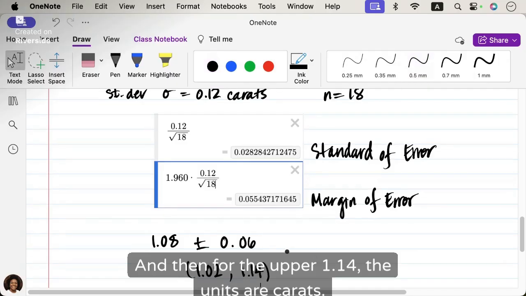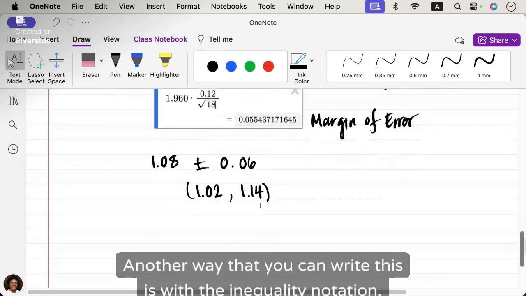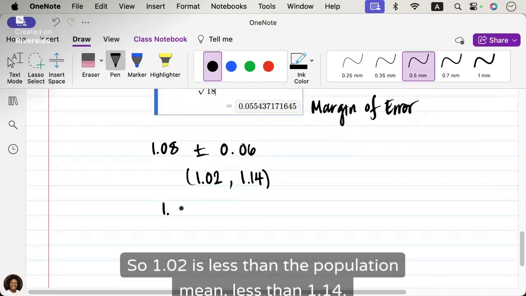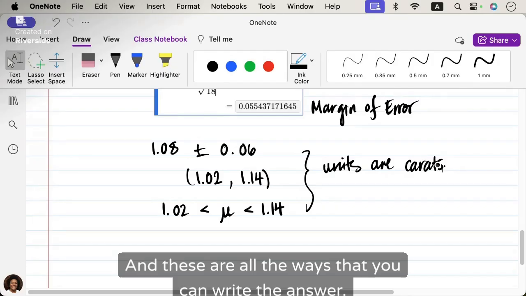The units are carats. Another way that you can write this is with the inequality notation. So 1.02 is less than the population mean, less than 1.14. All of these units are carats. And these are all the ways that you can write the answer.